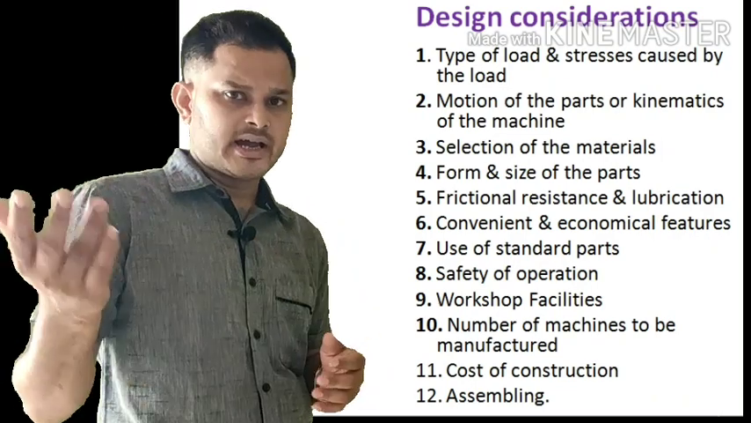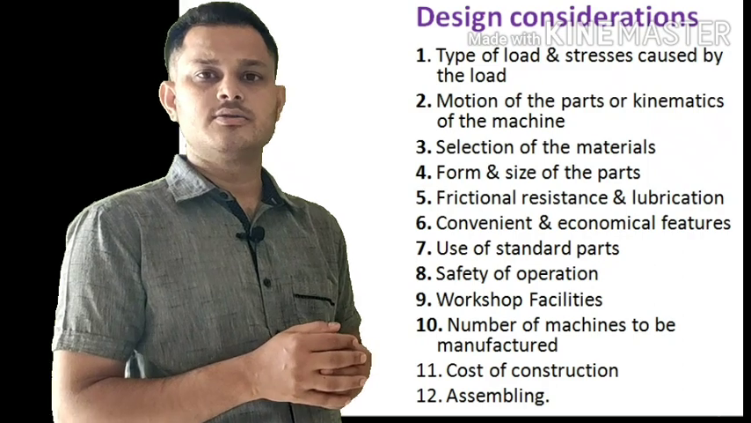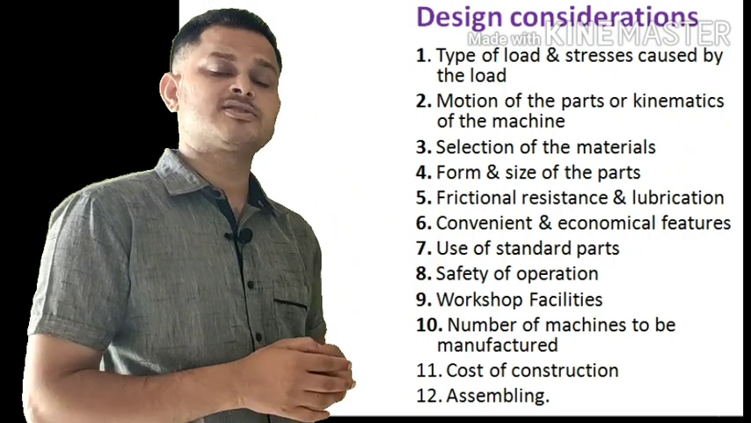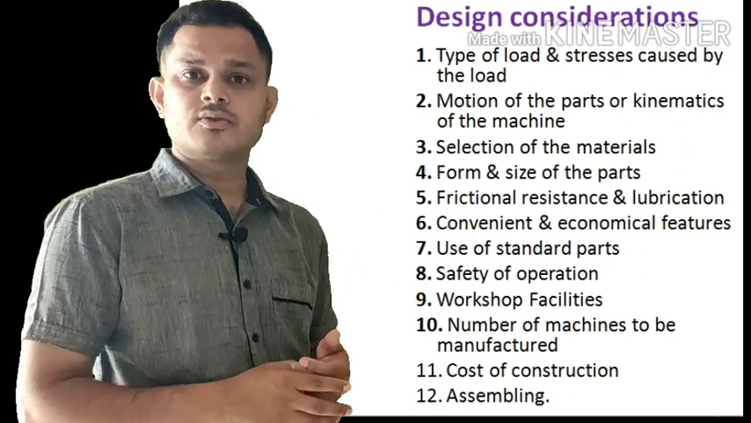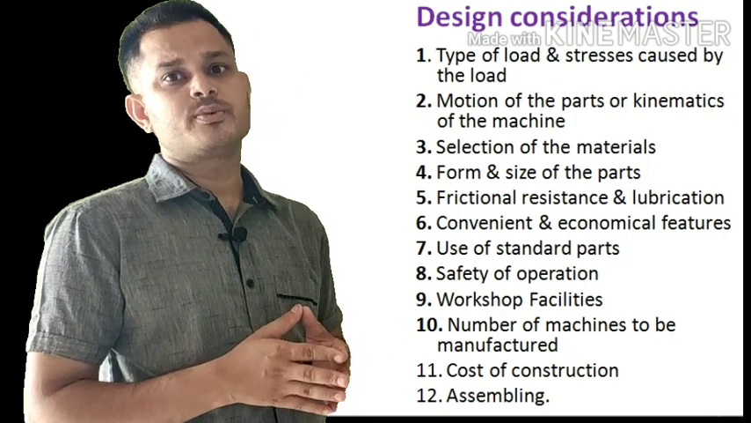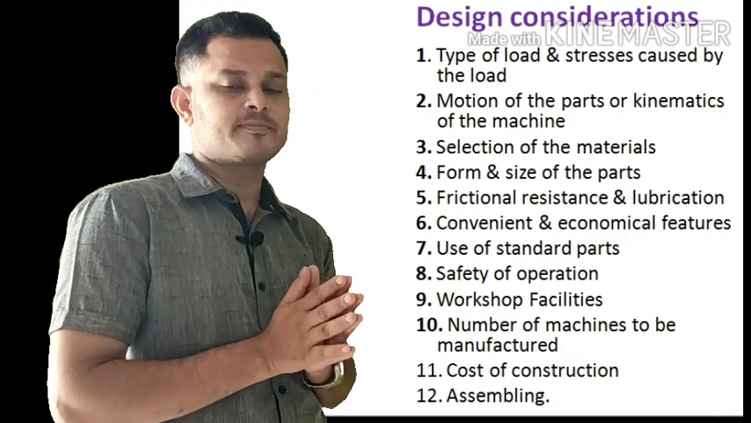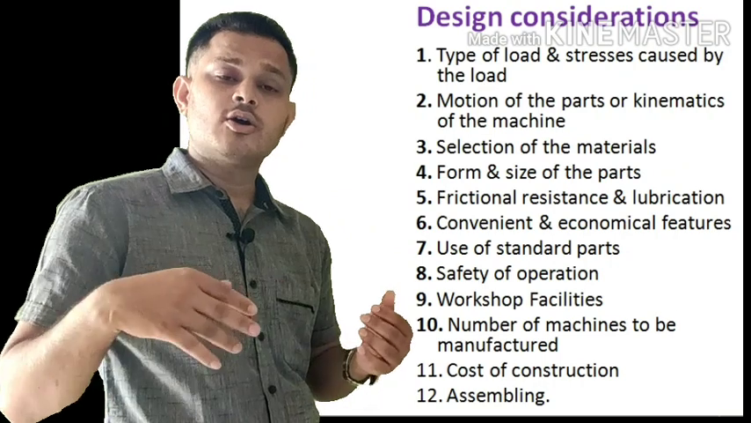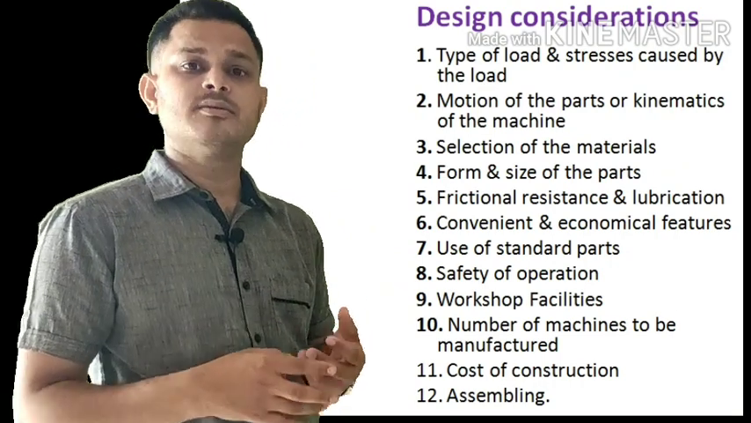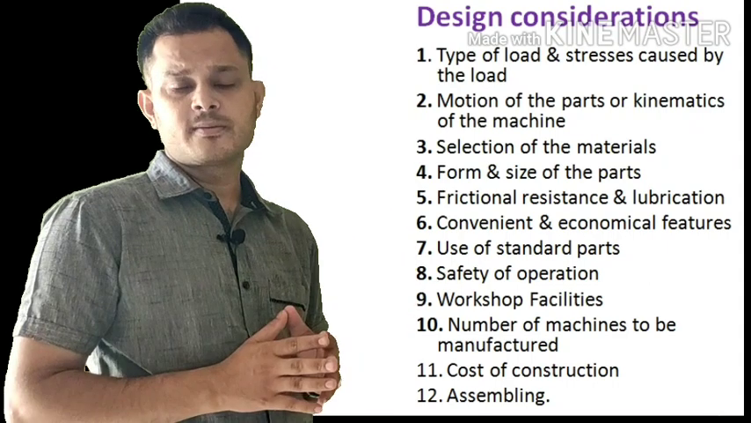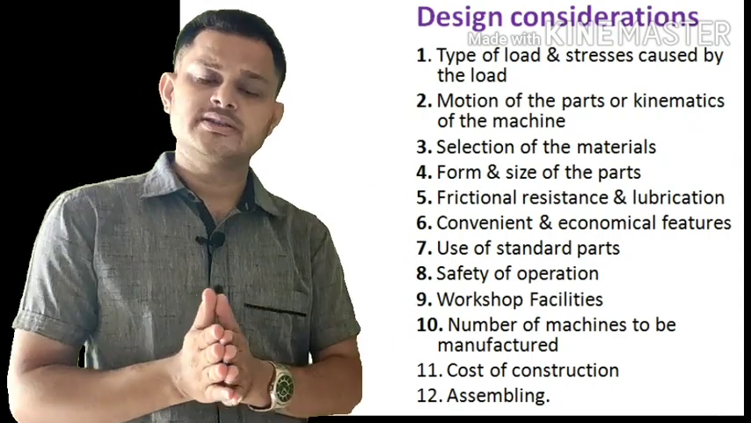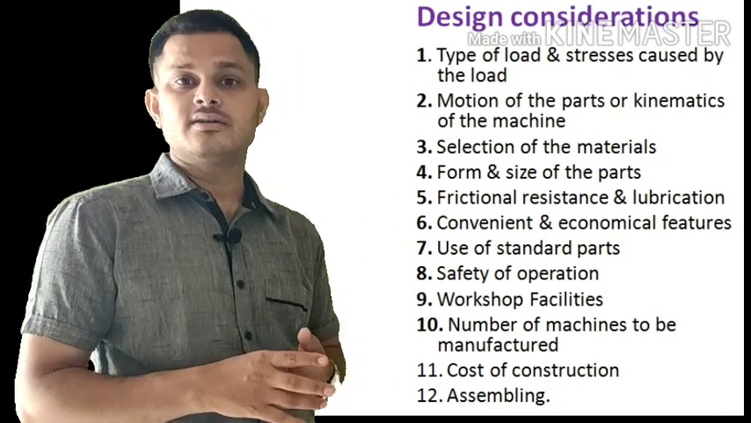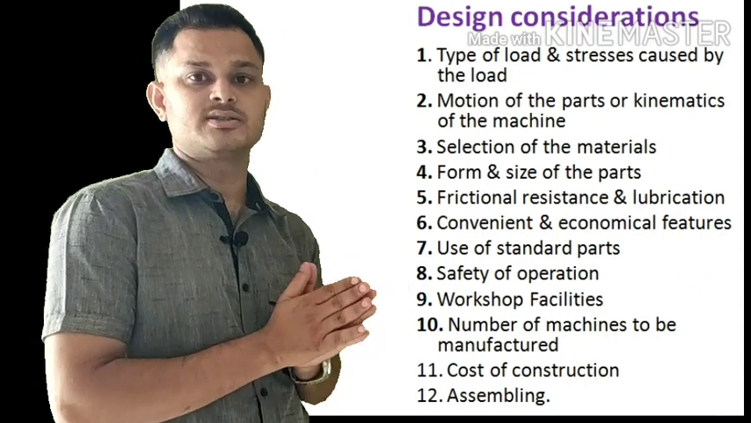Use of standard parts. Already I have discussed under form and size of parts that standard parts have to be considered, so that they are easily replaced when it comes to maintenance. So use of standard parts is an important consideration. Safety of operations. The next step is safety of operations, meaning while operating the product, mechanism or machine, it should be safe. The first and foremost and most important thing that a design engineer must consider is the safety of the operator. It should not be unsafe to use. So safety has to be considered.